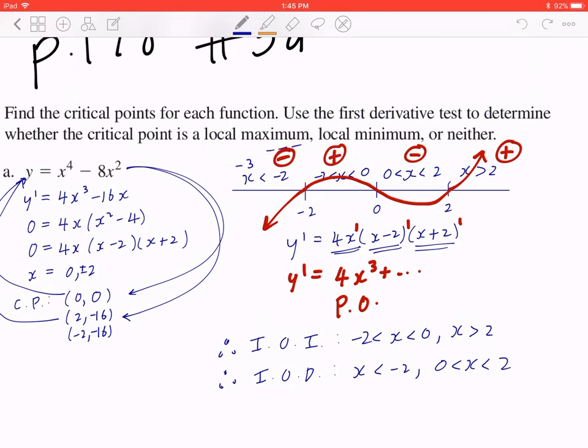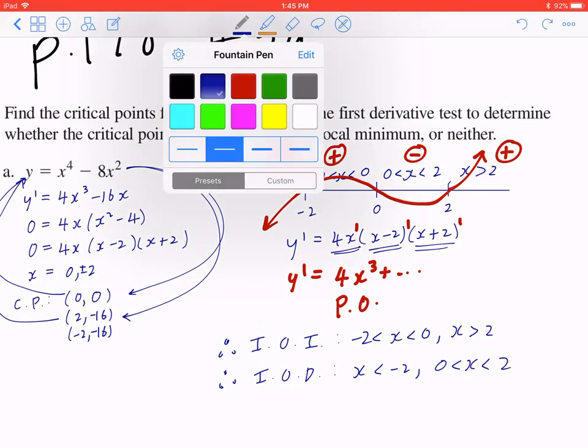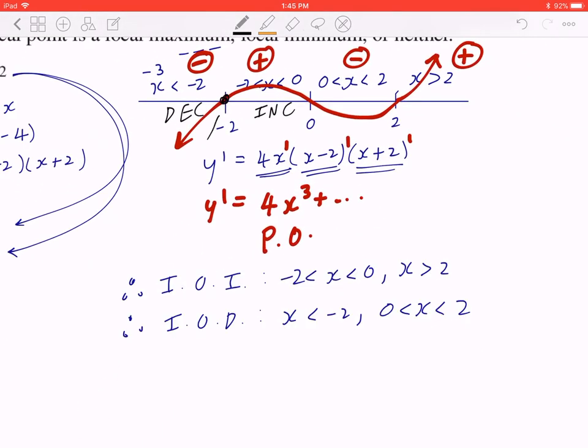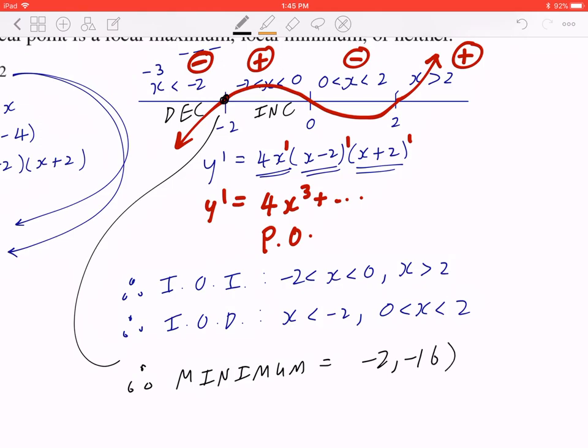How do we know? So if you go through the first derivative test, all you're doing is this. The fact that the function is decreasing right here, then it continues to increase. This point must be a minimum. So there, you can say that, therefore, the minimum is going to be located at negative 2, negative 16.